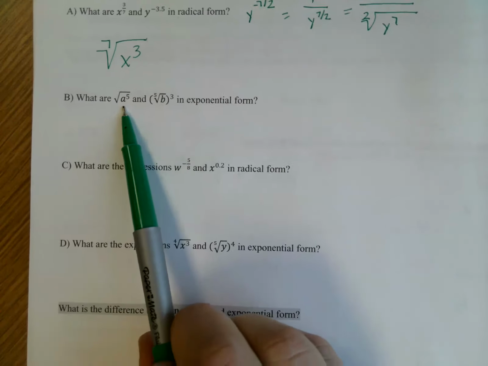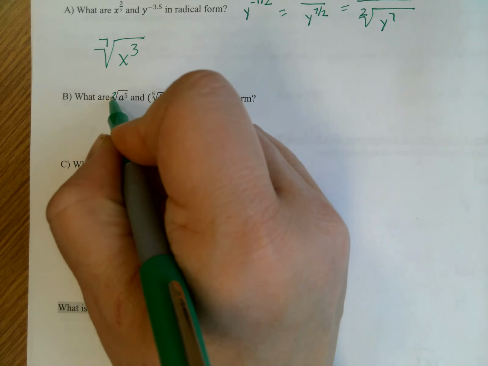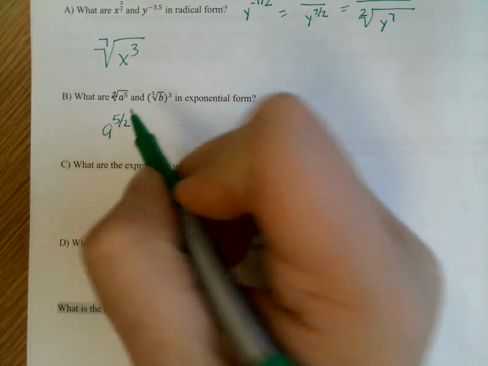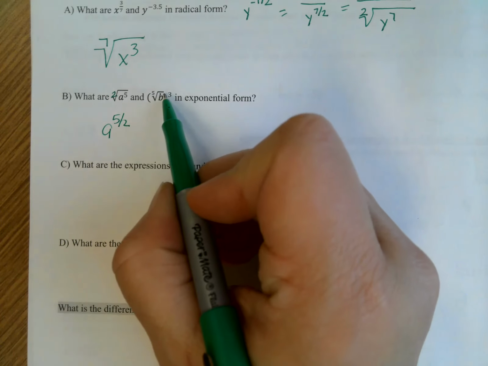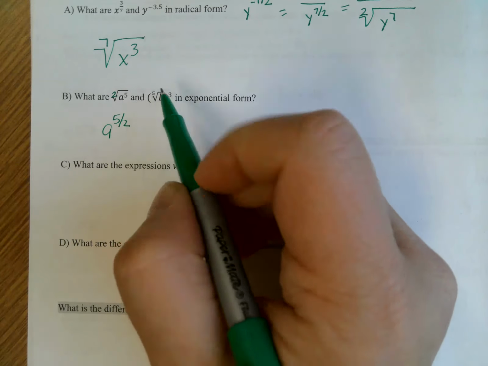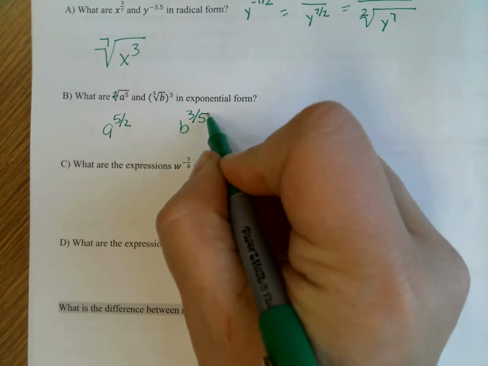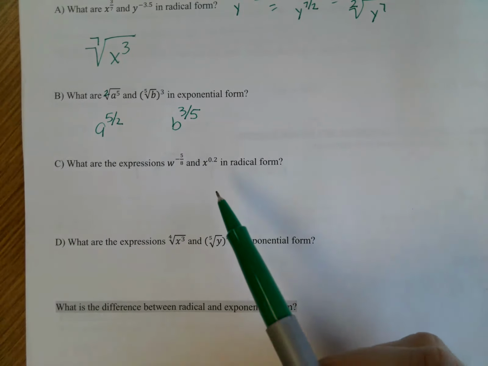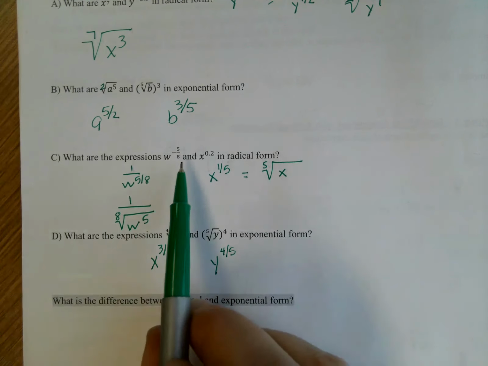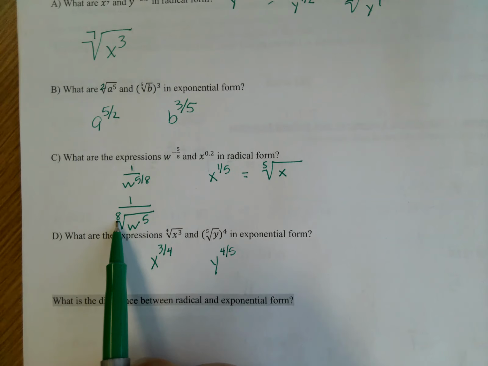Now, if I have it as a radical and I want to rewrite it as an exponential, and if there's no number here, there's always a little 2 there. That's your denominator. So this would be a to the 5/2. Here, it doesn't matter, this is still going to be my denominator. This is still going to be my numerator. So on top would go the 3, on bottom would go the 5. I want you to pause the video and try to do these two by yourself. So the w, because it's negative, I moved it to the bottom of the fraction, and then this is my index.